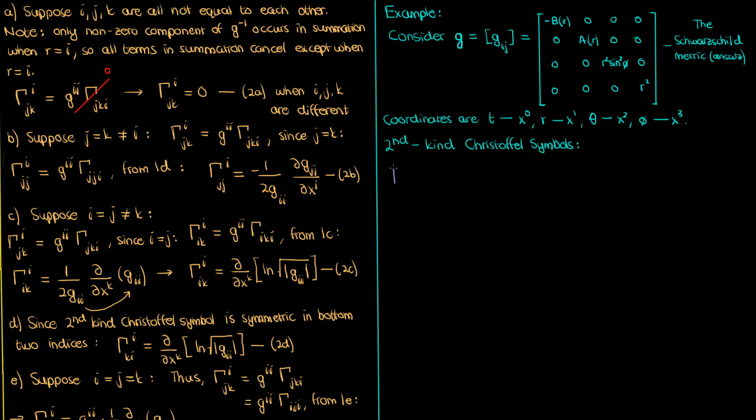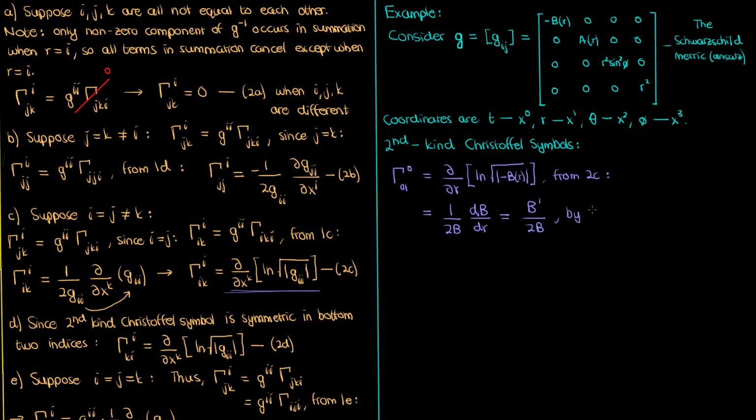The first one I'll do is gamma super 0 sub 0,1. From equation 2c that we derived previously, this symbol would just equal the partial with respect to x super 1, which is just the r coordinate, of the natural log of the square root of the absolute value of negative b of r. If I apply the chain rule to this expression, I get the derivative of b with respect to r, or just b prime, divided by 2b. Again, because of the symmetry of the second kind Christoffel symbol in the bottom two indices, this is exactly also equal to gamma super 0 sub 1,0.